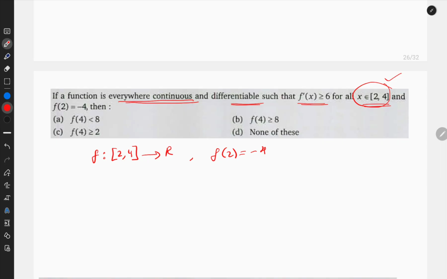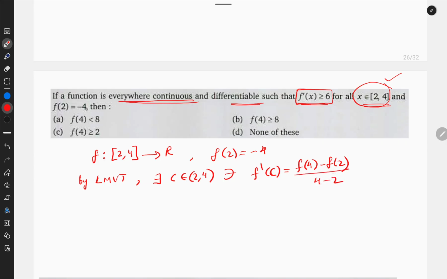and f is continuous and differentiable, and it is given that f dash of x is always greater than or equal to 6. So by LMVT, since it is continuous and differentiable, and we don't know whether f of 2 and f of 4 are equal or not, we can apply LMVT. If they were equal, we could apply Rolle's theorem. So by LMVT, there exists a c in the interval 2 to 4 such that f dash of c is equal to f of 4 minus f of 2 by 4 minus 2. And it is mentioned that f dash of x is always greater than or equal to 6, so this will also be greater than or equal to 6.